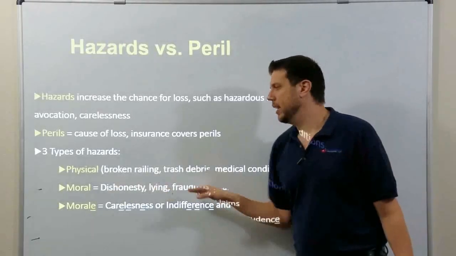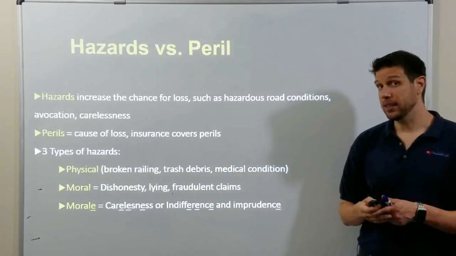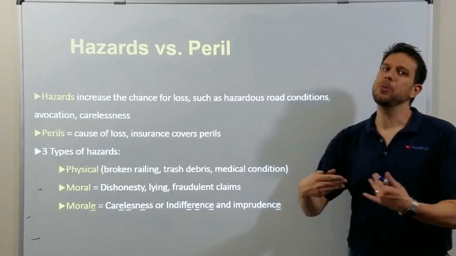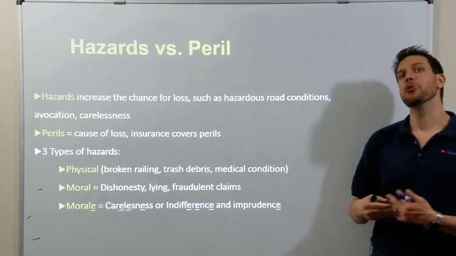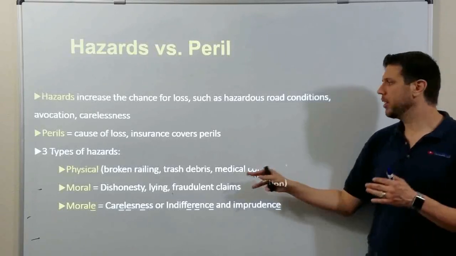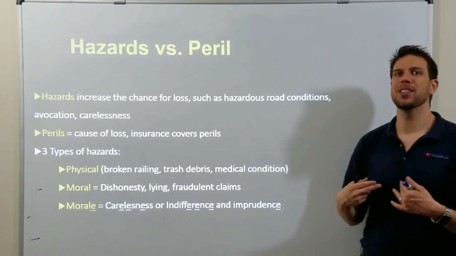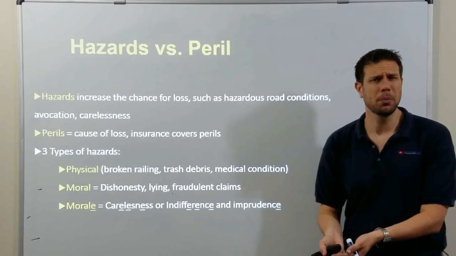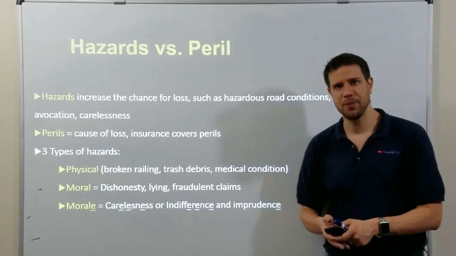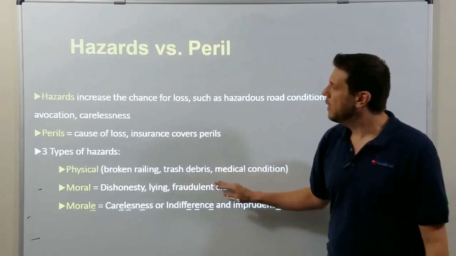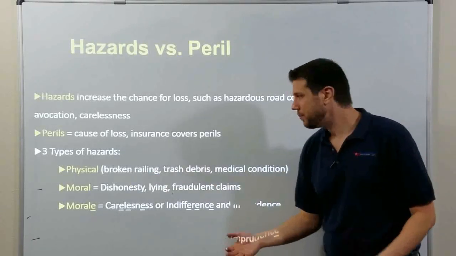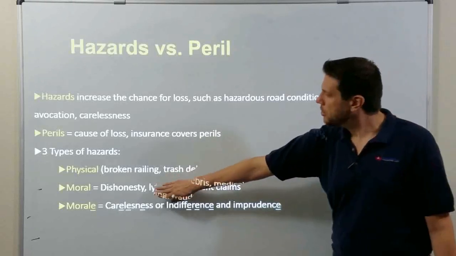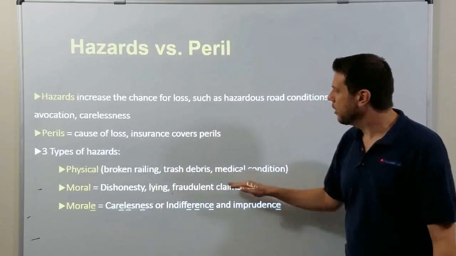A moral hazard is when you're dishonest or you do something you know you shouldn't be doing, but you do it anyway. You are in control of your actions and you decide to perform those actions for whatever reason. So like speeding is a moral hazard. You know you shouldn't be speeding, but you do it anyway. Moral hazards also are when people lie on their application.